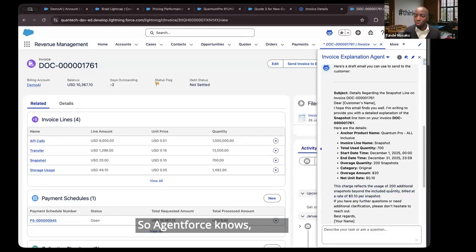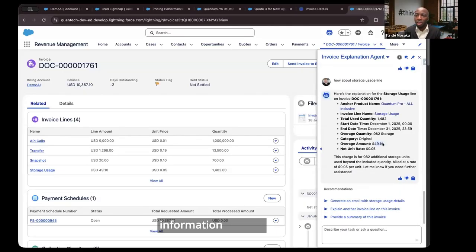So Agentforce knows, or the invoice agent knows, that the snapshots were at a grant level of 500 for free within the initial subscription. That gives you that information as well. And there you have it in terms of the breakdown.